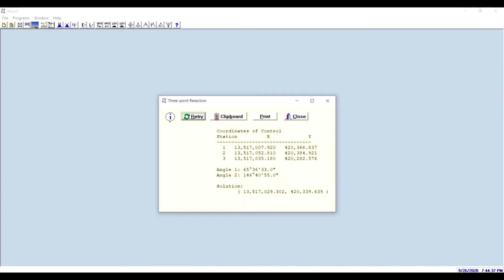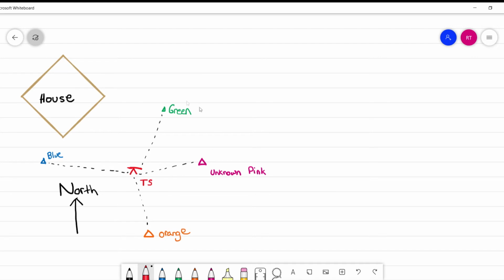Now that we have the coordinates of our total station set up, we need to calculate the coordinates of our unknown pink point. In order to do that, we're going to find the azimuth of the point just adjacent to it, the green point. I've drawn up this sketch right here. As you can see, the orientation is north is up. Our total station is in the middle as it sights blue, green, pink, and orange. We're going to find the azimuth of this line right here.